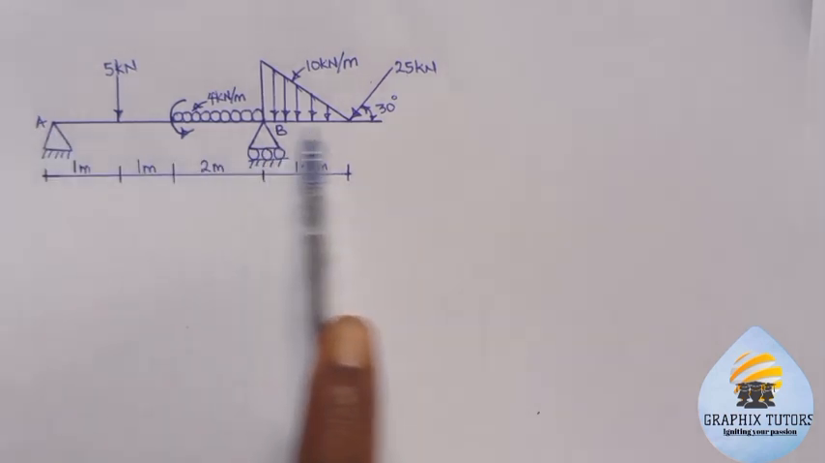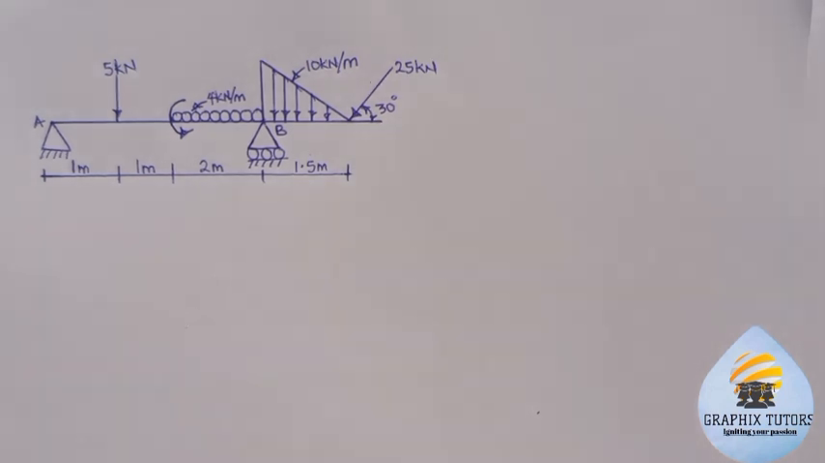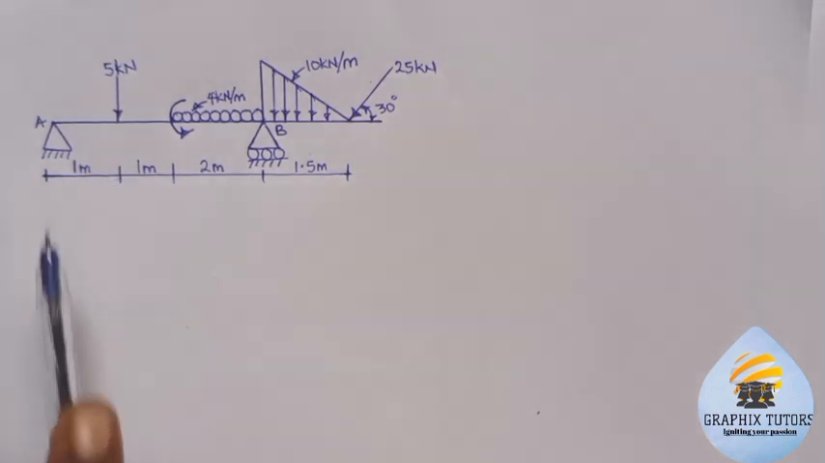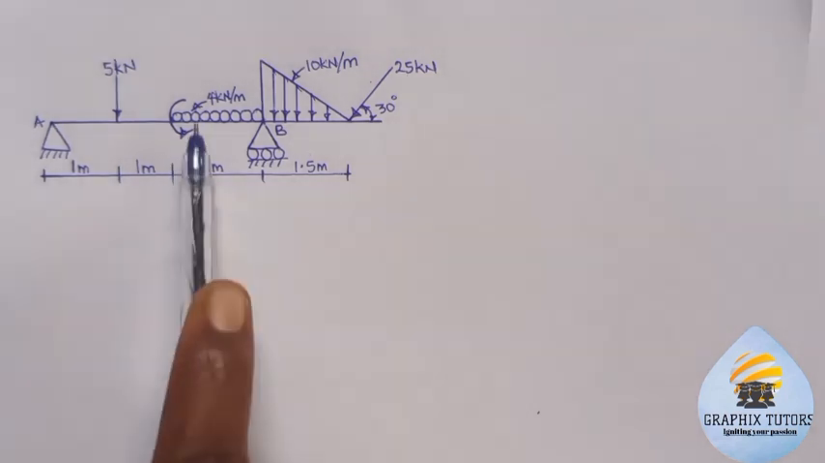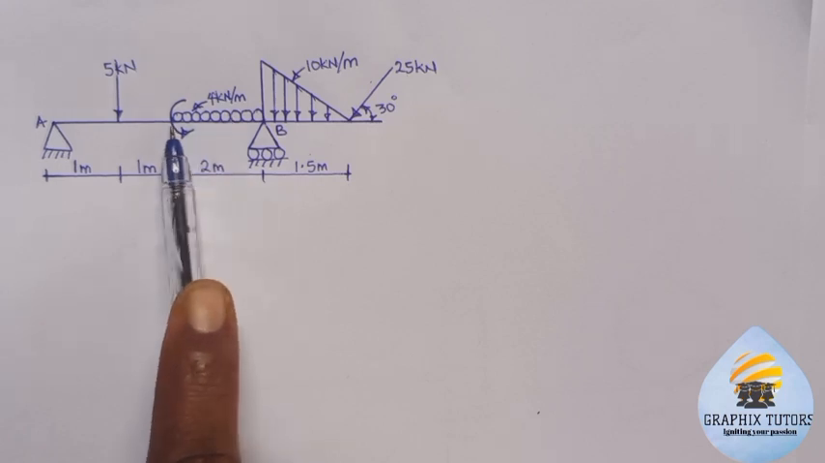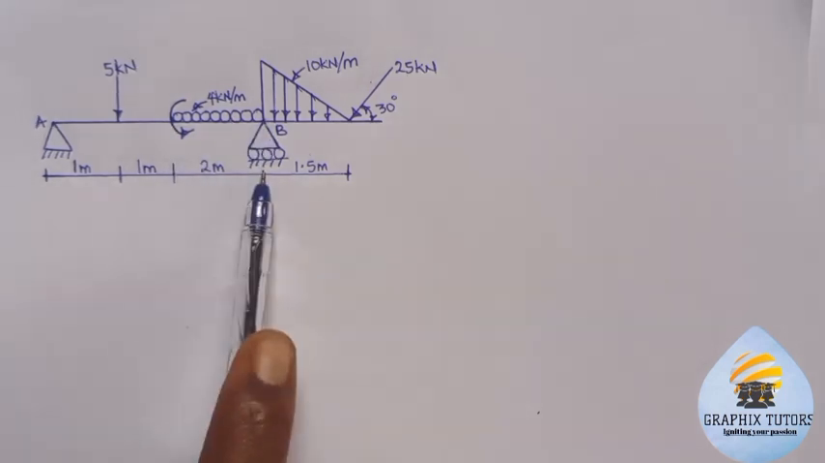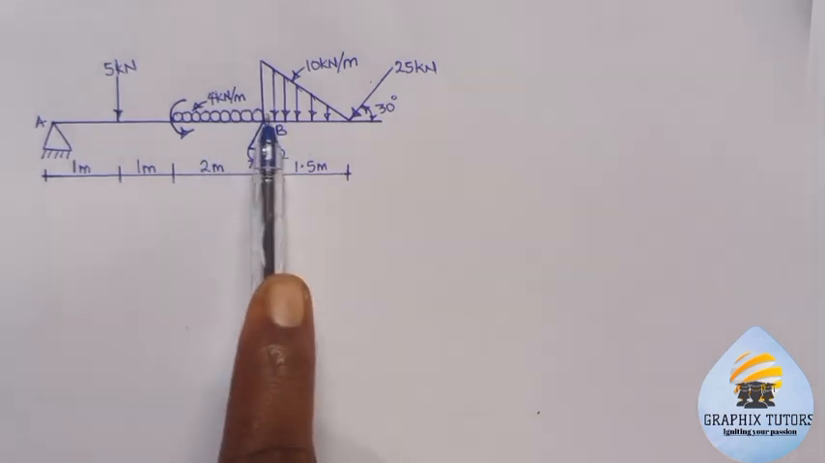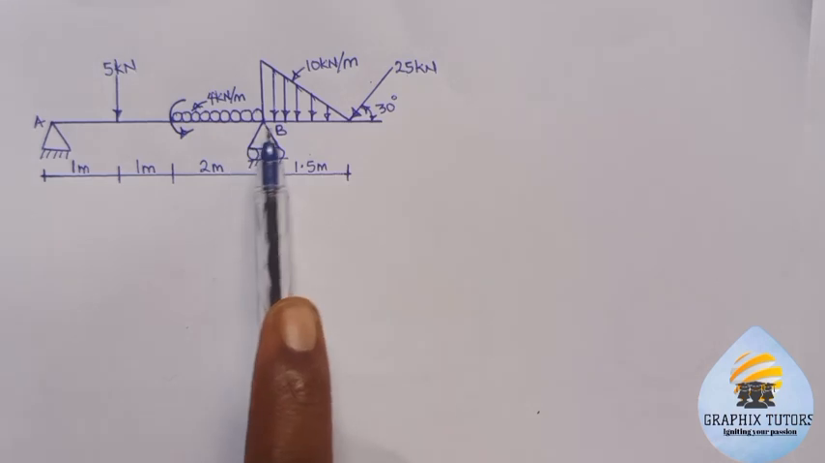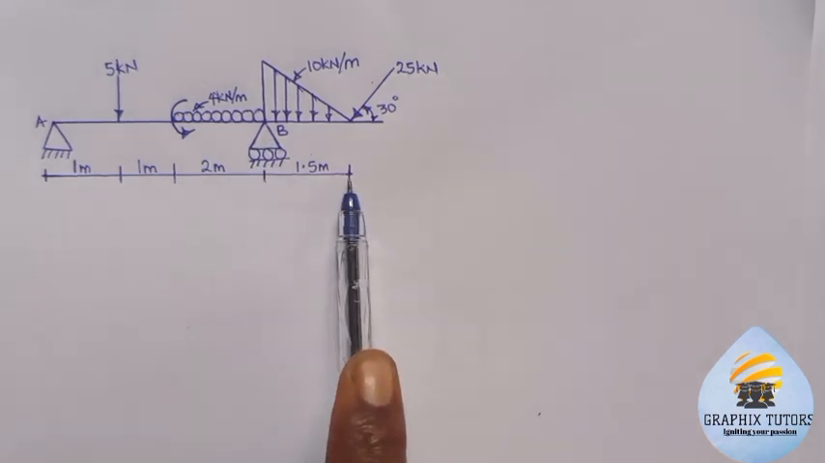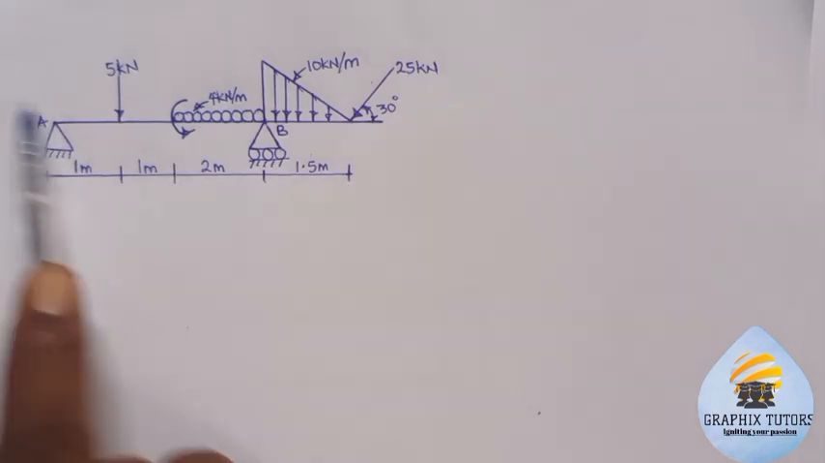This overhanging beam has three different kinds of loading. The first load is a point load of 5 kilonewton. The other load is the UDL, that is uniformly distributed load, that is spread across a length of 2 meter. And the other load is a UVL, uniformly varying load, that is across a length of 1.5 meter.